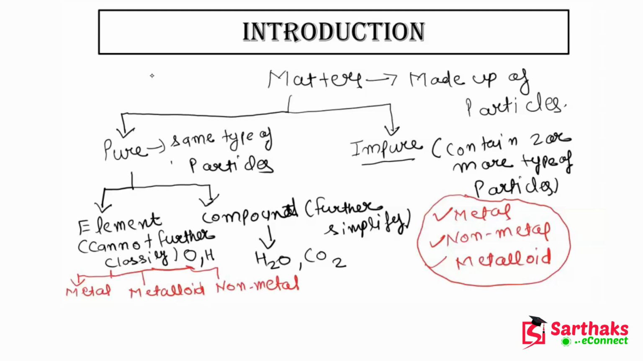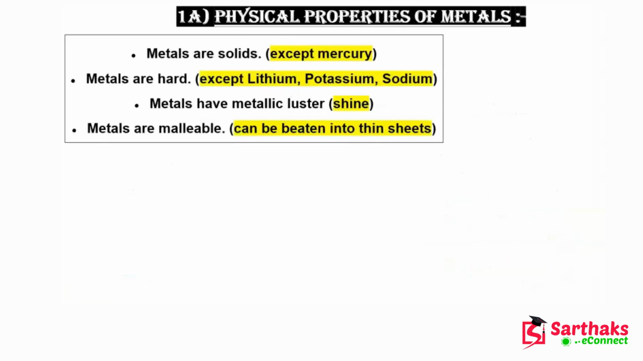So I hope guys this basic introduction of this chapter has been understood by you. Now after understanding this introduction, let's move ahead to the next slide and talk about what metals are and what their properties are. Here we will talk about the physical properties of metals. Now guys, what are some examples of metals?